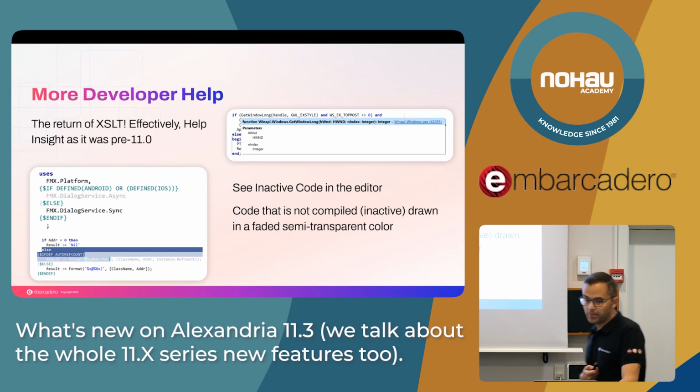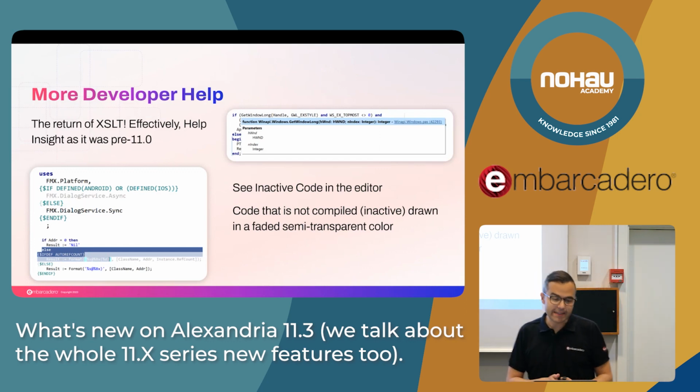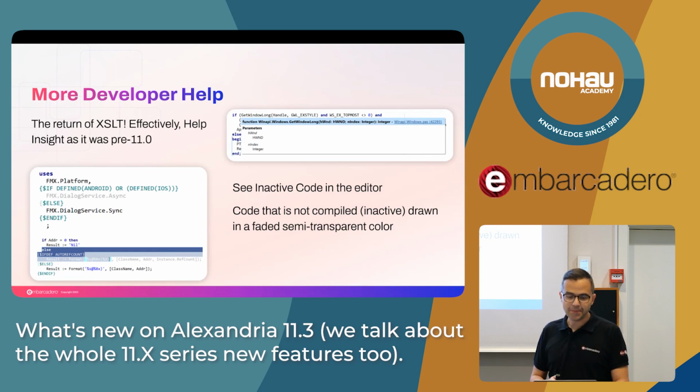More developer help. The return of XSLT. What is XSLT? We will see an example in a second as well, but it's pretty much to create comments on your methods. So when you mouse over that method in another unit or in the same unit, you get a little description, like the comment you've written. So it's built into the little tooltip you get. That was removed in the past, but it's back with extra features.